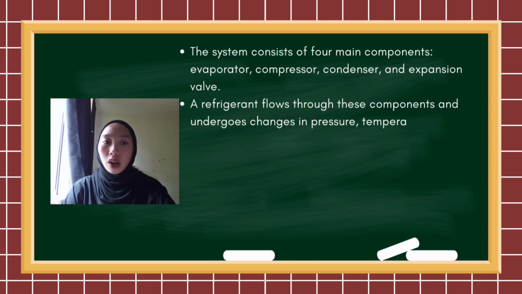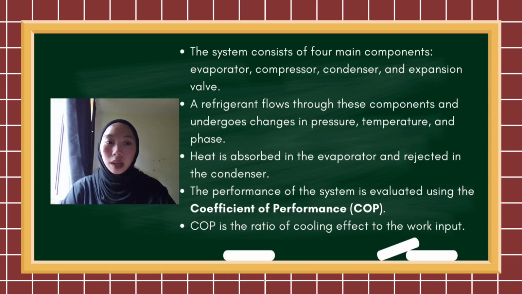Also, the system consists of four main components, which are the evaporator, compressor, condenser, and expansion valve. A refrigerant flows through these components and undergoes changes in pressure, temperature, and phase. Heat is absorbed in the evaporator and rejected in the condenser. The performance of the system is evaluated using the coefficient of performance, COP. COP is the ratio of cooling effect to the work input.